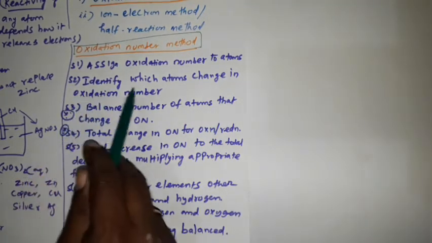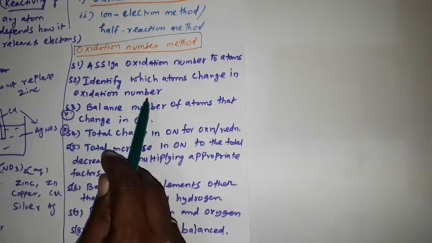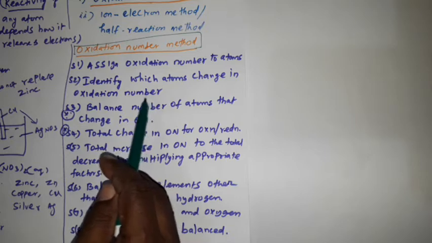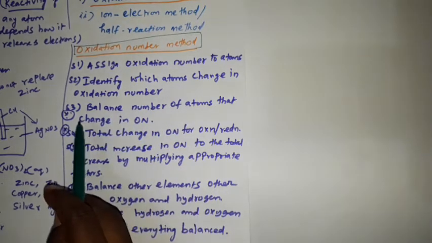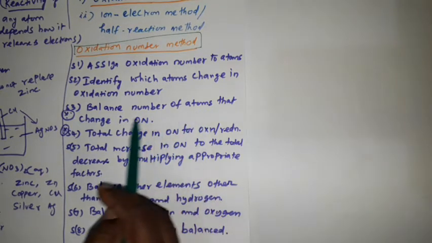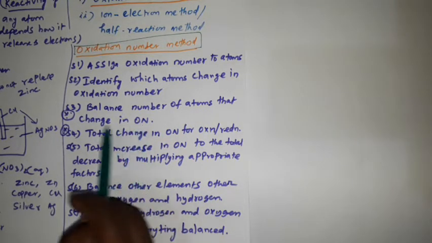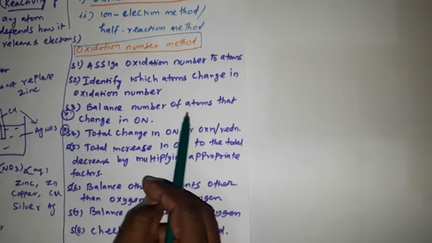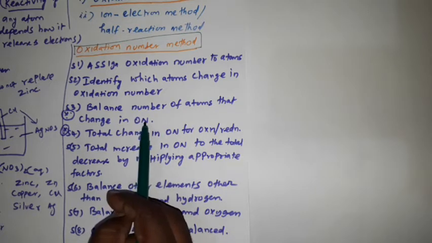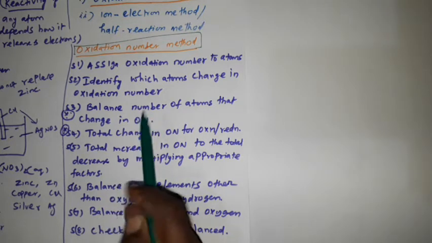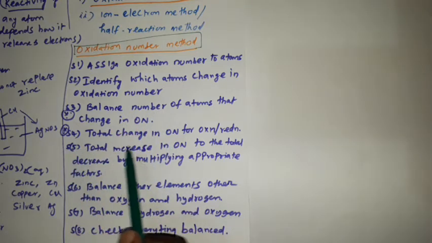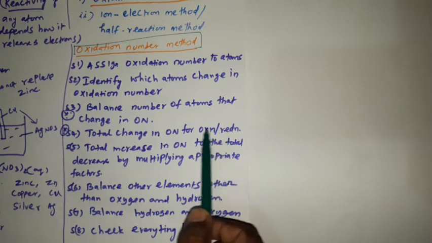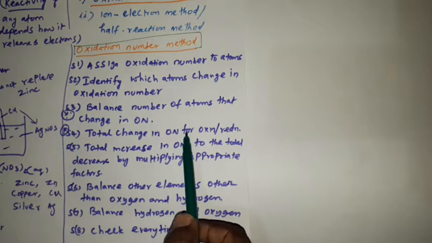Second step, identify which atoms change in oxidation number. You have to identify what atoms change in their oxidation number. Third step, balance the number of atoms that change in oxidation number. So in the third step, you have to balance only the atoms that change in oxidation number. I will explain that while balancing the equations. Then step 4, total change in oxidation number for oxidation and reduction. Here you have to calculate for the total number of atoms.